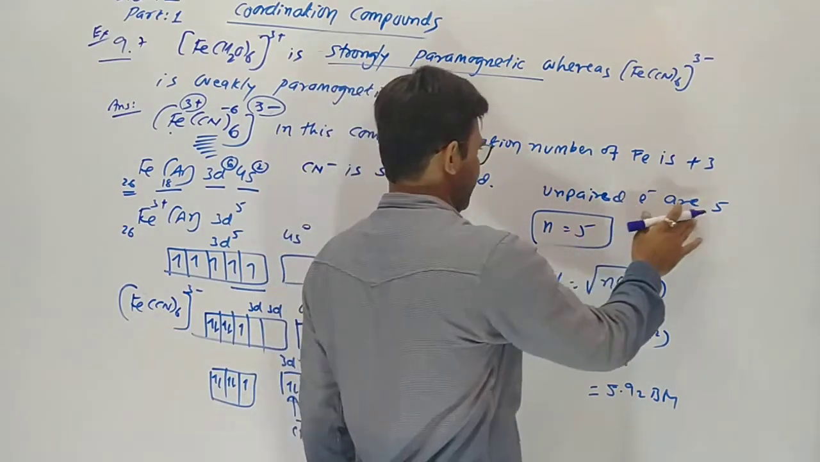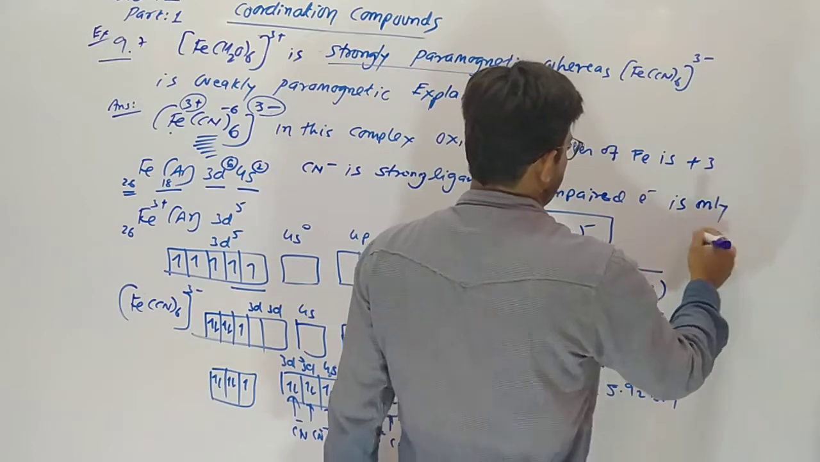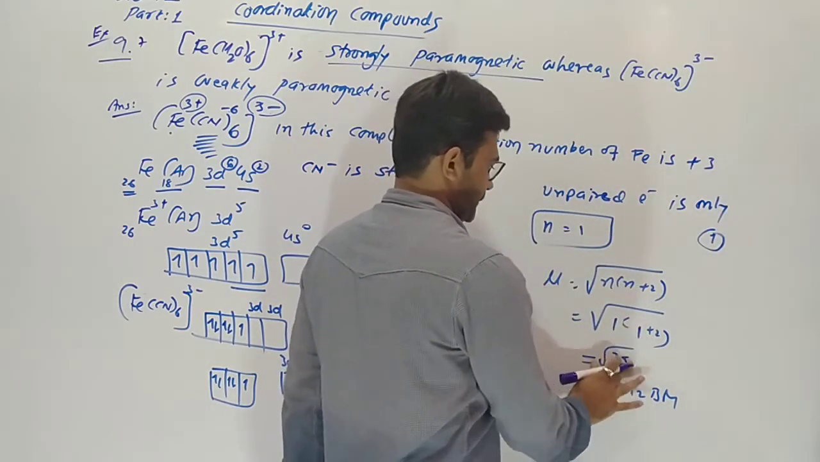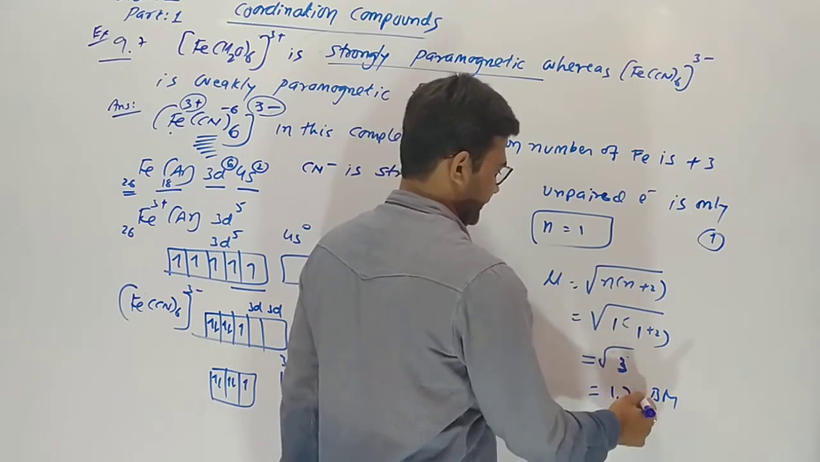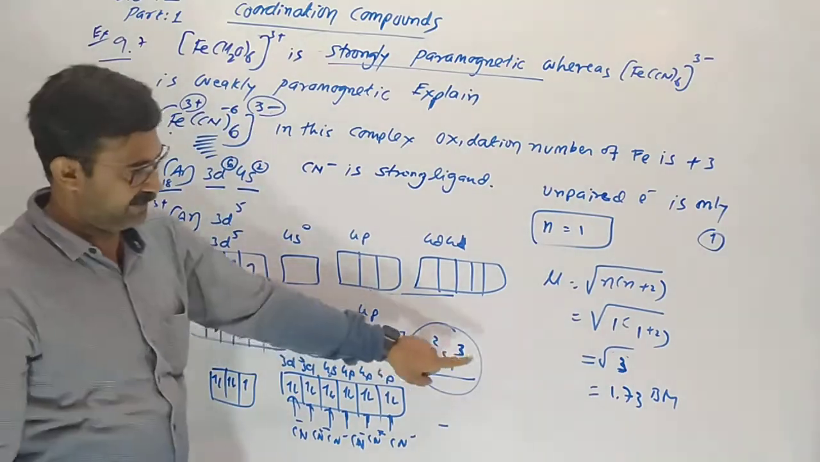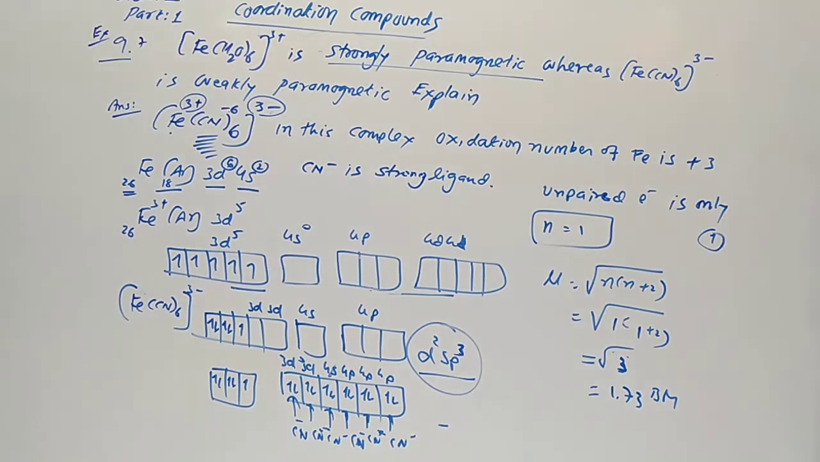Unpaired electron is only one, so n is equal to 1, and the magnetic moment is 1.73. Weakly paramagnetic. The magnetic value is less. So weakly paramagnetic due to the strong ligand, so the minimum unpaired electron remains in the entity. That is the reason.